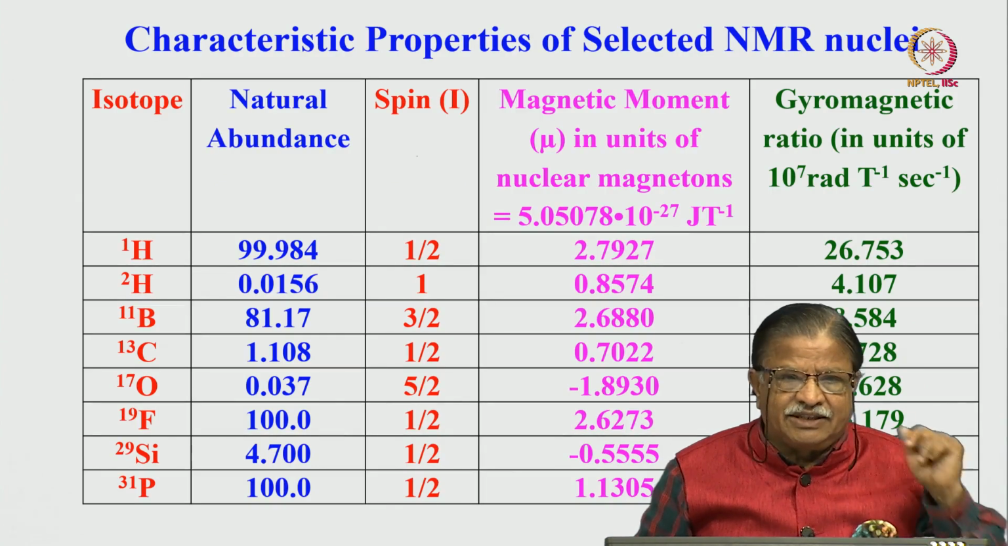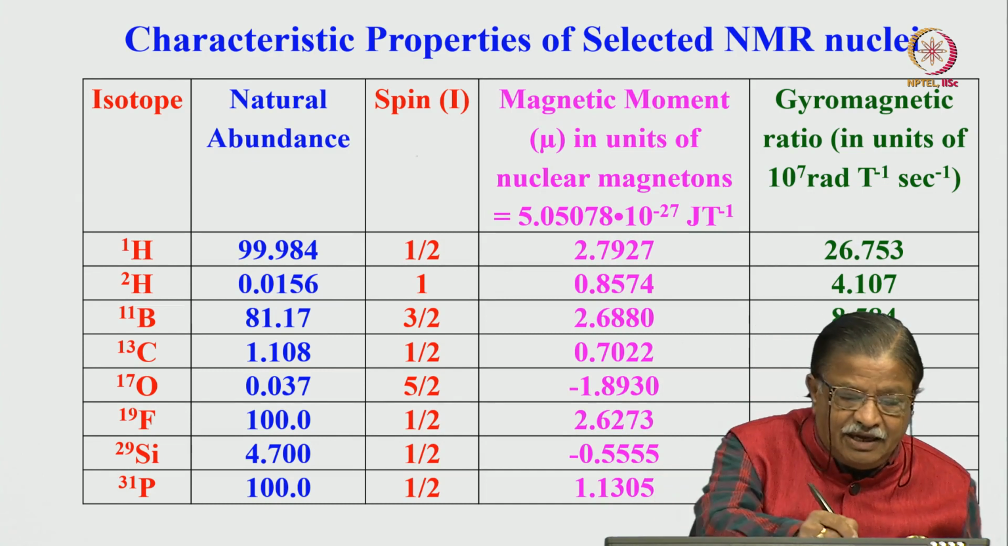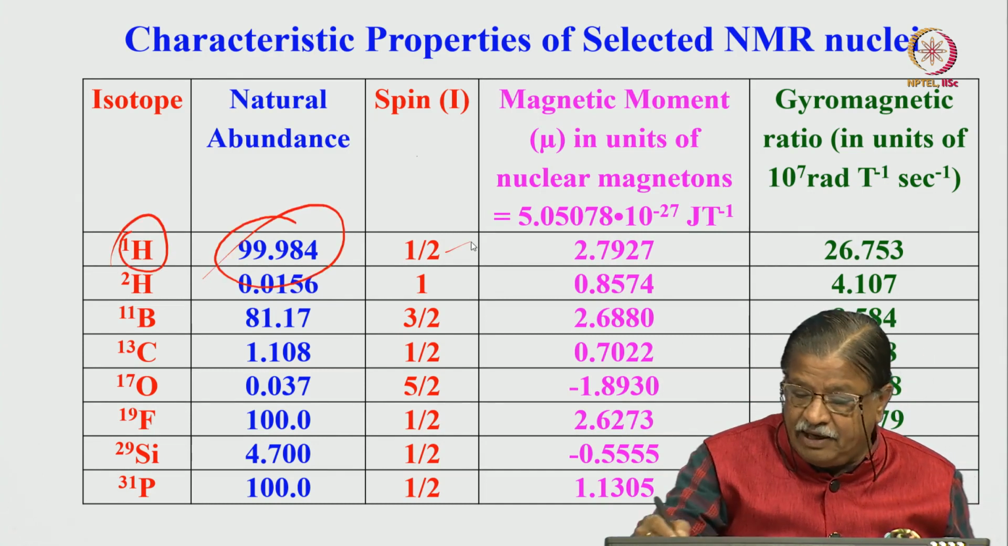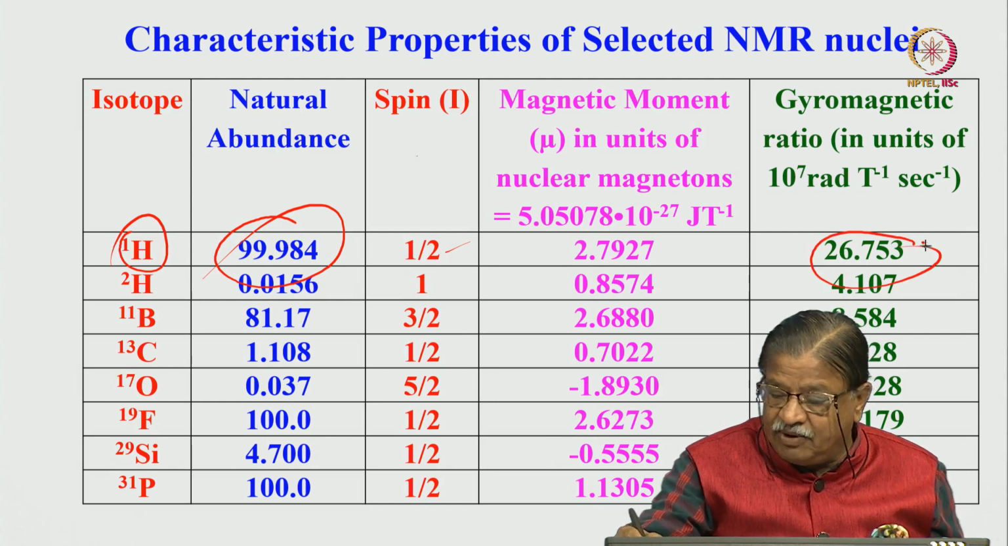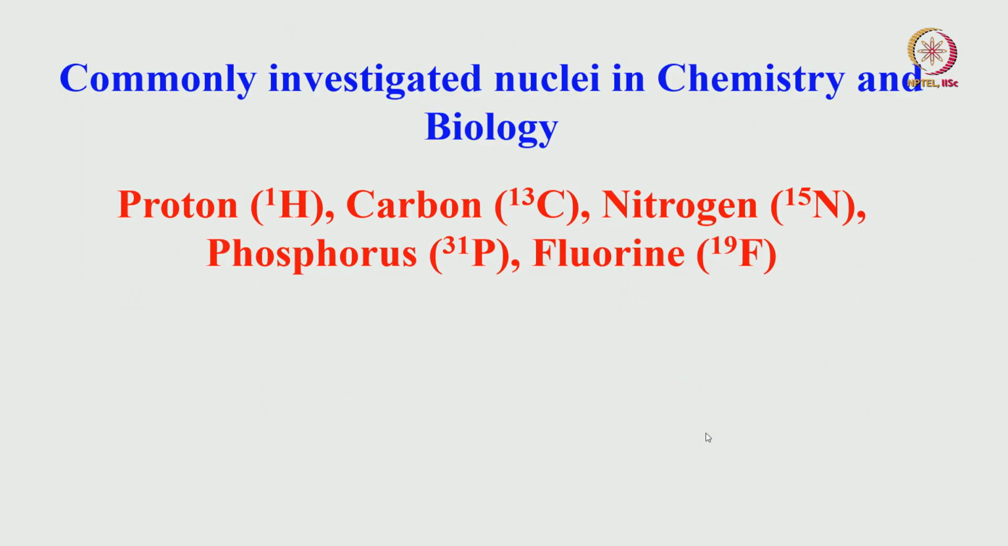Okay, these are the characteristic properties of some selected nuclei. I have given here the most important ones. Look at the proton, its abundance, spin and finally gamma. This is the one which has the highest gamma. As you keep going down here, you can see different natural abundances, different spins, and different magnetic moments. And this is just for information.